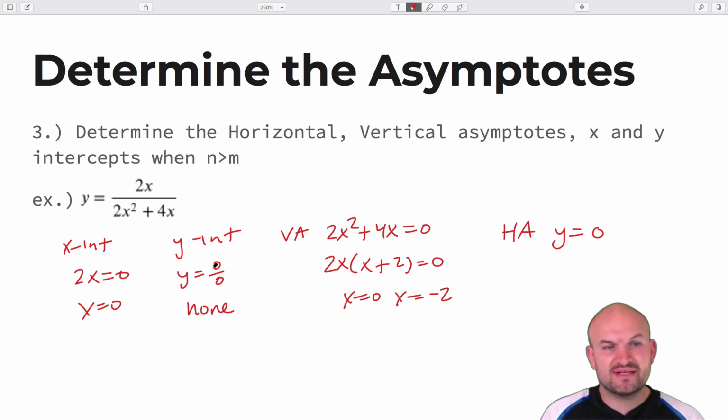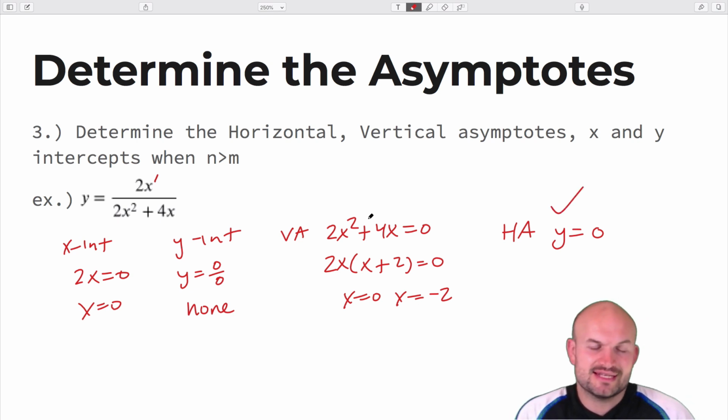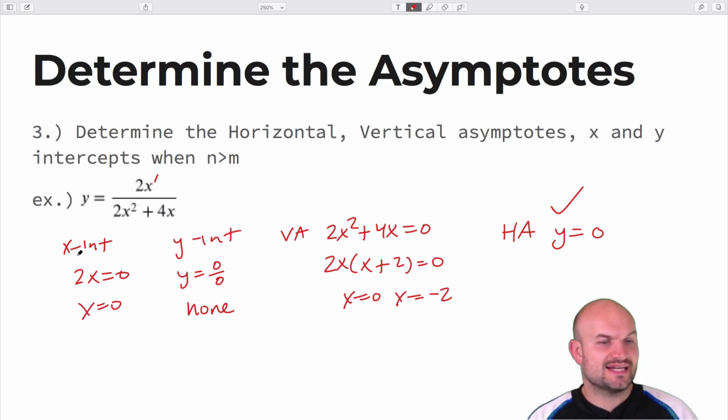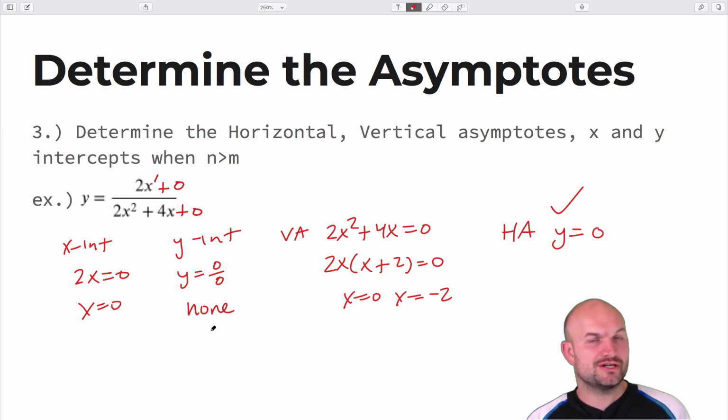The kinds of questions we're going to solve from here are determining the horizontal and vertical asymptotes as well as the x and y intercepts. In this case, all these examples are going to be when n is greater than m. So the nice thing is the horizontal asymptote is really easy to find: whenever the degree in the denominator is larger than the degree in the numerator, the horizontal asymptote is y equals 0. For the x-intercept, set the numerator equal to 0 and solve. The y-intercept is interesting because there technically is no constant, so you could say 0 over 0. But you cannot divide by 0, so it is not 0, it is none.